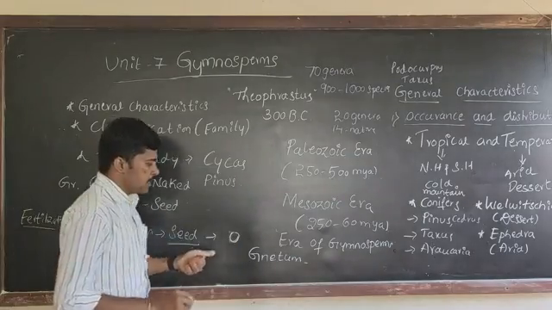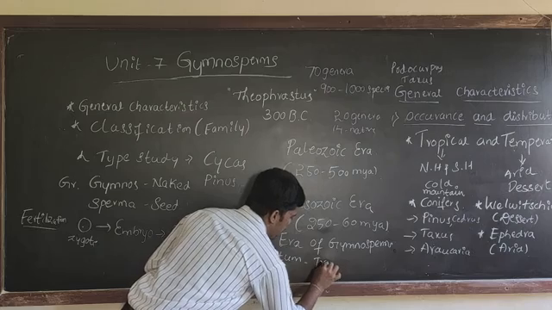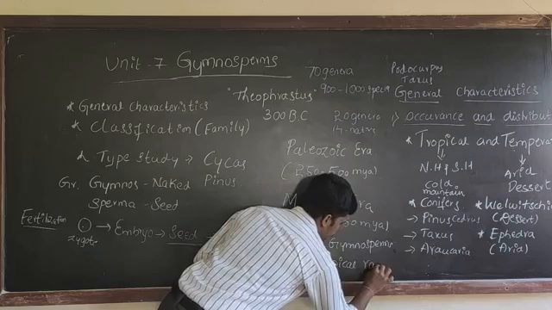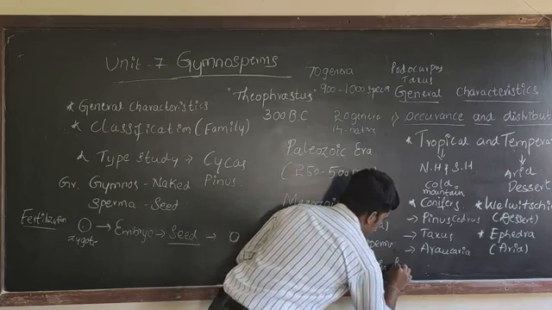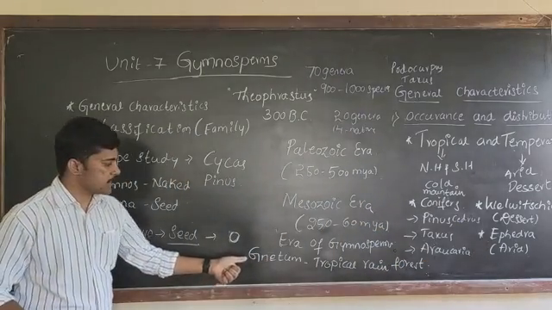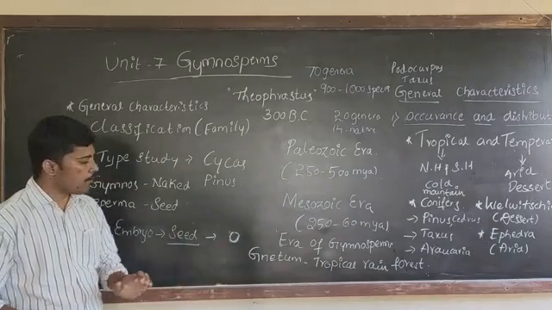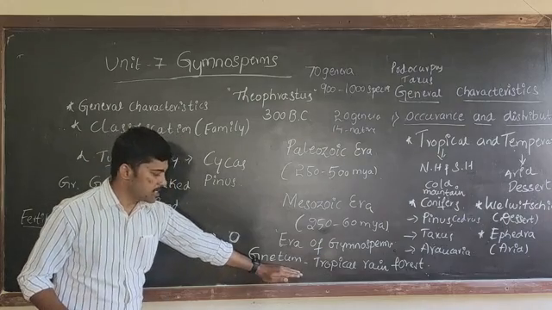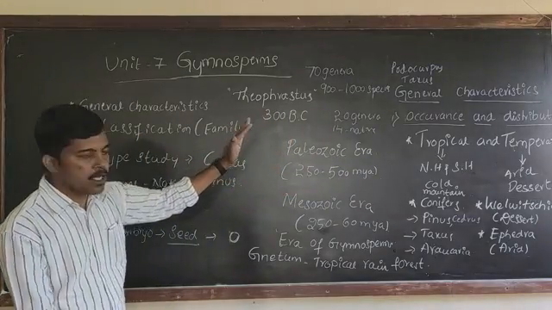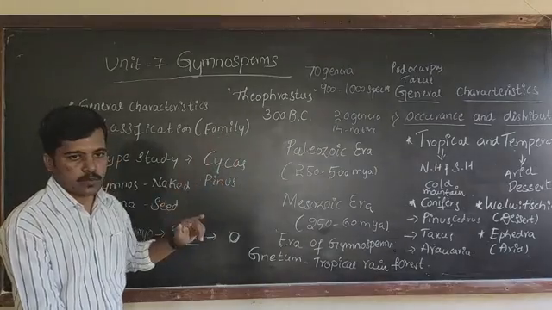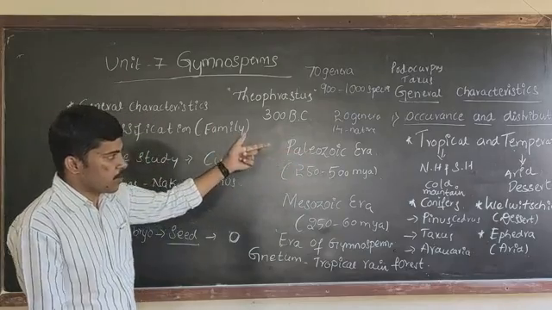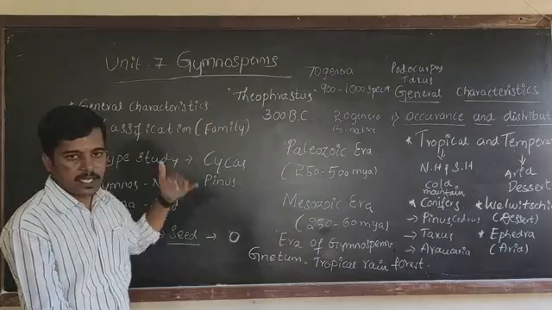This Gnetum is usually present in tropical rainforests. Even in our Western Ghats, this Gnetum is commonly seen. So this is about the occurrence and distribution of gymnosperms, both in the northern and southern hemisphere, both in tropical and temperate regions, even in India.